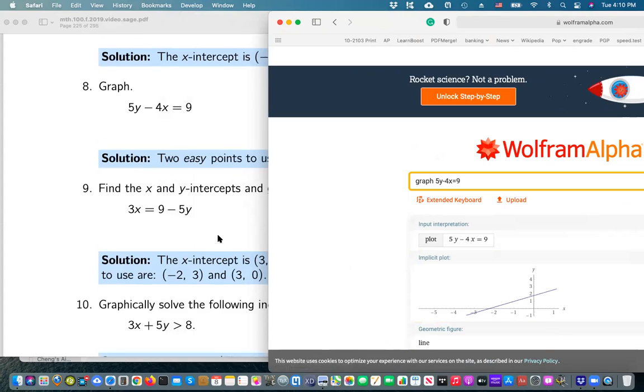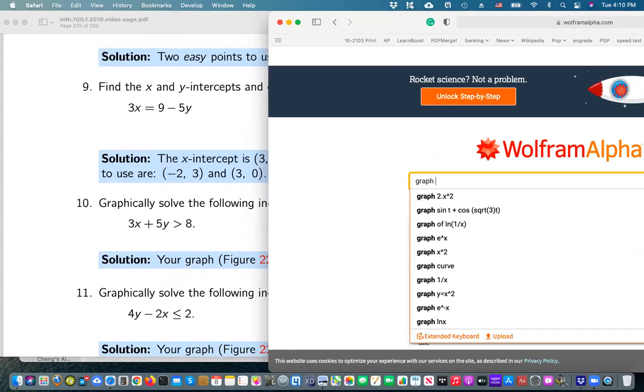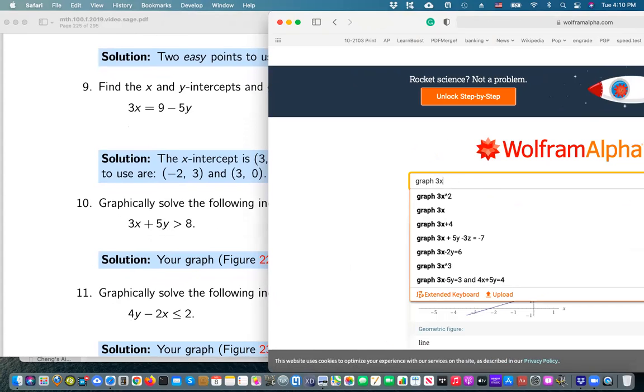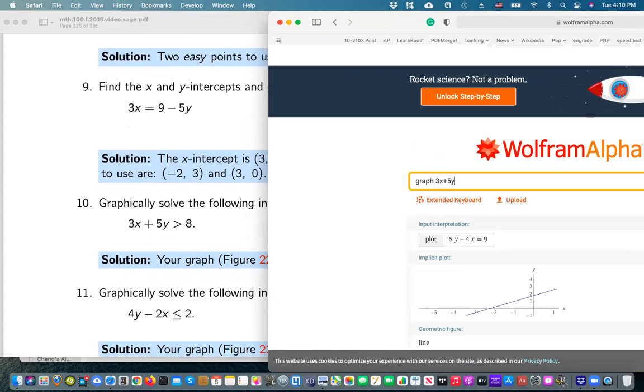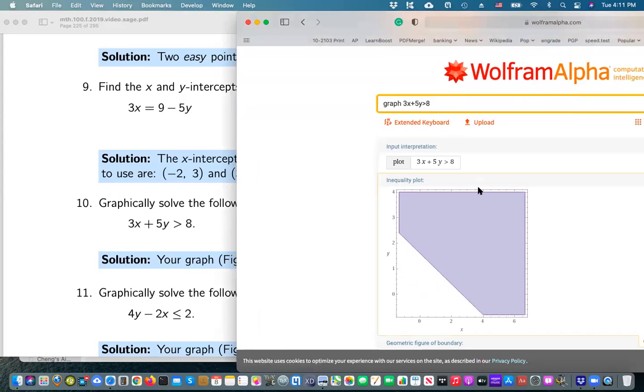You know what? I want to do something a little more complicated. I'm going to see if number 10 can be done. I'm looking at it. What does it say? 3x plus 5y greater than 8. Just return. My mind's in Sage. Wow. It actually graphed out the inequality. All right. Let's do the other one. See if I can do that.